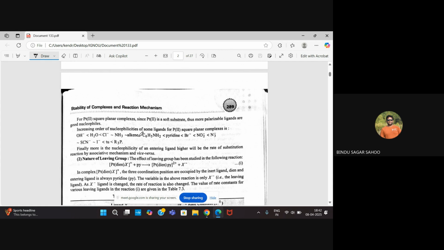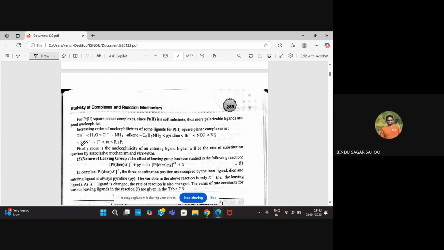Out of all these ligands, these ligands are PR3. Okay, it may be triphenyl phosphine or trialkyl phosphine, and Tu, just like thiourea, iodide, thiocyanate. These are the soft ligands. Okay, so with the soft ligands, the rate of substitution will be higher, and these hard ligands will lie on the low end of the order. That means with these soft ligands, the rate of the reaction will be higher.